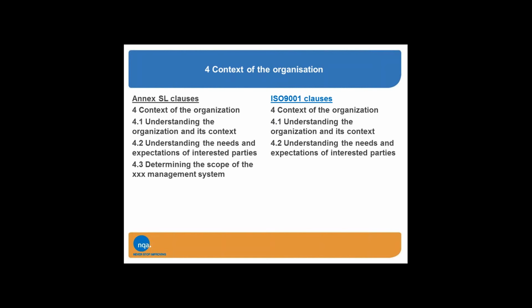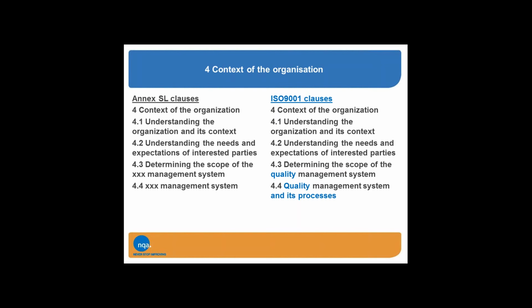Determining the scope of the management system, not surprisingly, in 9001 becomes determining the scope of the quality management system. And then the overall requirements for a management system in 9001 become the quality management system and its processes. So that's the first slight deviation, if you like, from the pure Annex SL requirements, that we have this enhanced emphasis in 4.4 on processes. The process approach is a very key element of the 2015 standard.